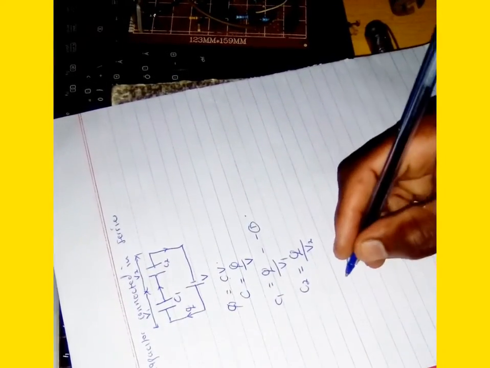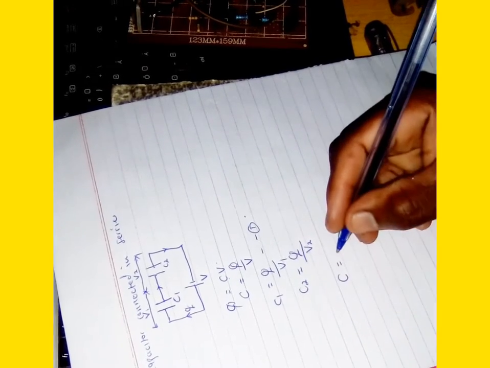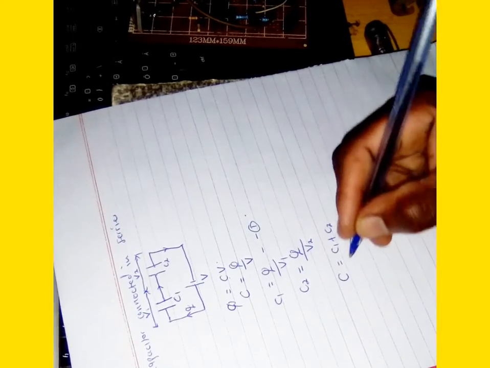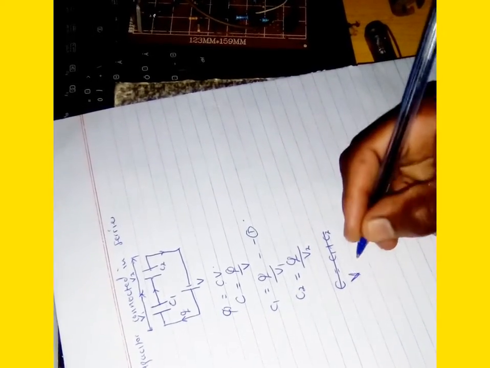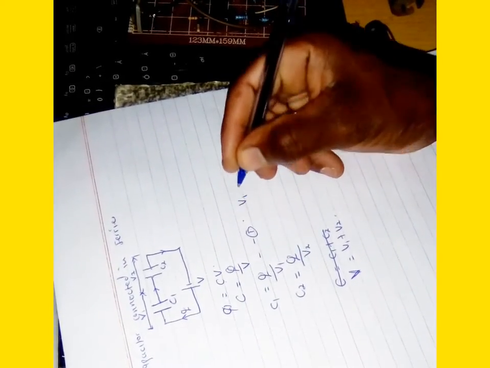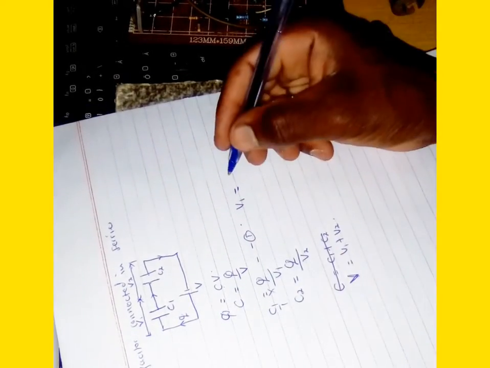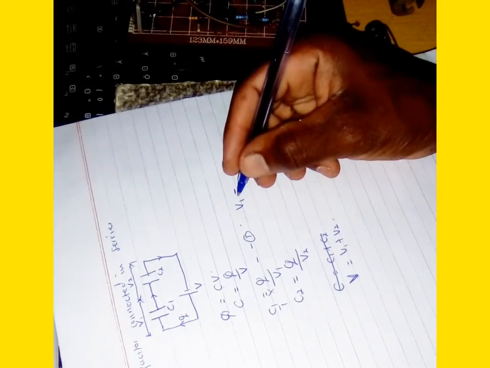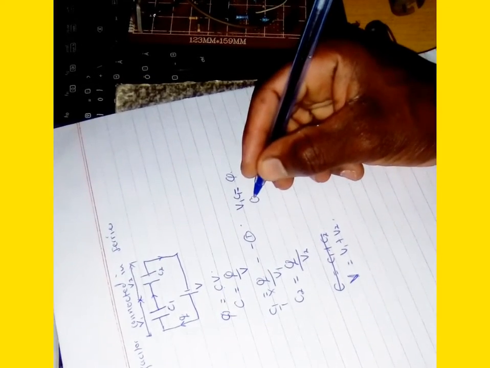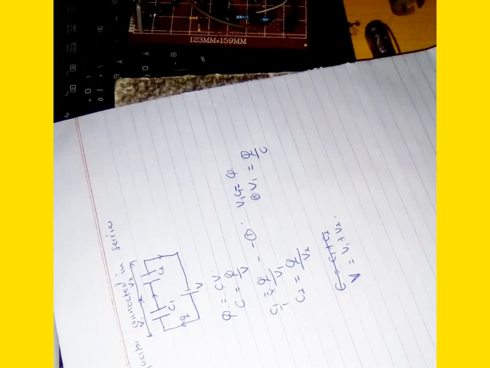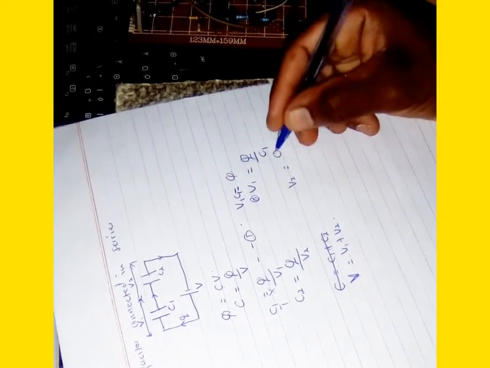Now our total capacitance C, we shall say that C is C1 plus C2. Now our total voltage V shall be V1 plus V2. So here when we make V1 the subject, we cross multiply, so we say that V1 C1 is the same thing as charge. So our V1 is charge over capacitance 1, right? The same thing as V2 will be charge over capacitance 2.